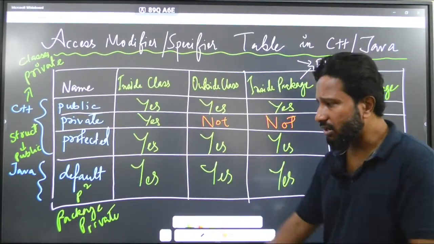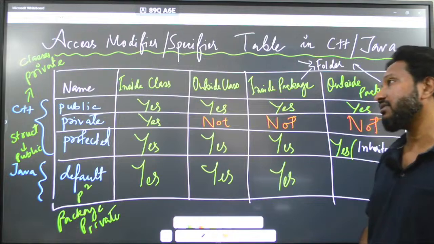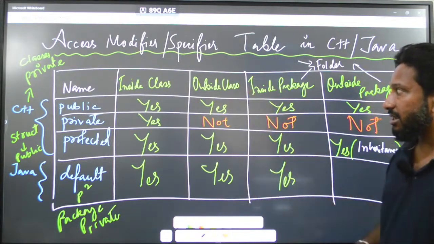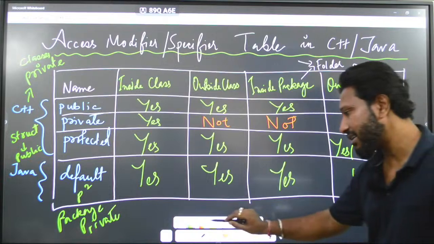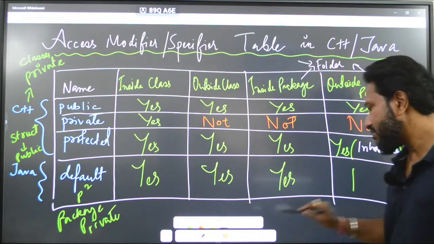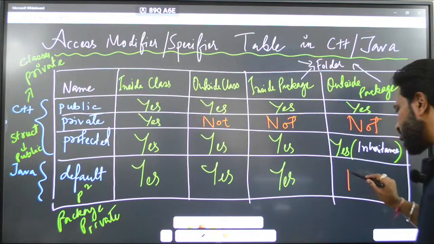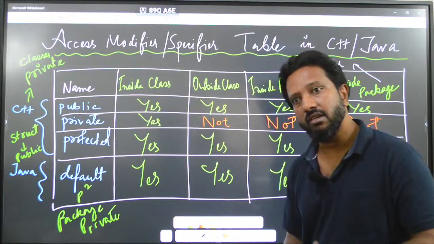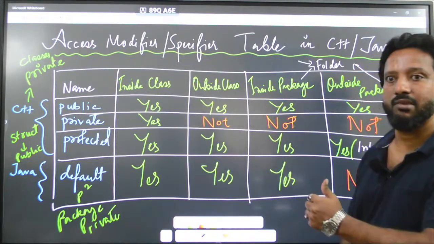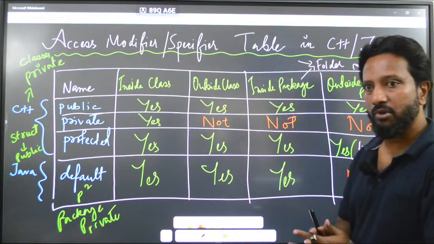Okay, so obviously you can understand that the default is accessible, yes, inside the class, yes, outside the class, yes, inside the package, but not outside the package. So let me take a different color and first erase this and then write no here. It is not accessible. Okay, got it? So this is a brief table about the access modifiers that you have to remember. Okay, I hope you have understood.